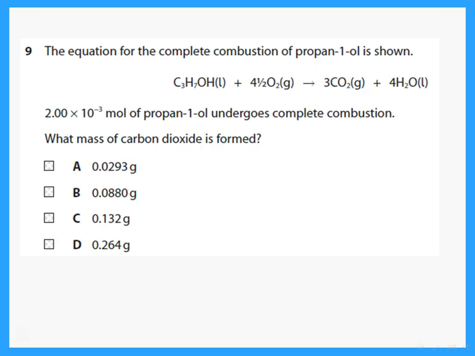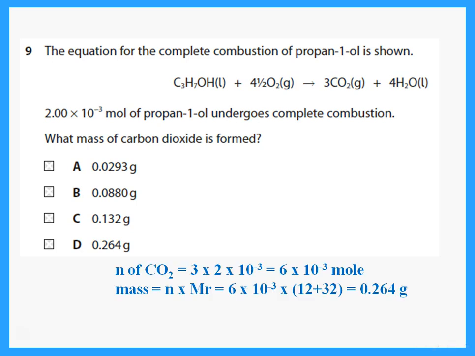The equation for complete combustion of propan-1-ol is shown, and he says this amount of moles of propan-1-ol undergoes complete combustion. What mass of carbon dioxide is formed? So this is a chemical calculation. Remember, he's giving me the number of moles of propan-1-ol. So the first thing I do is I look at the equation. He's asking about carbon dioxide, so I relate from the equation. It says 1 mole of propanol will give 3 moles of carbon dioxide. That means the number of moles of carbon dioxide is 3 times the number of moles he gives me for propanol. Then to get the mass, you know that mass is number of moles times the molecular mass. So if you do the calculation, this should be the answer.